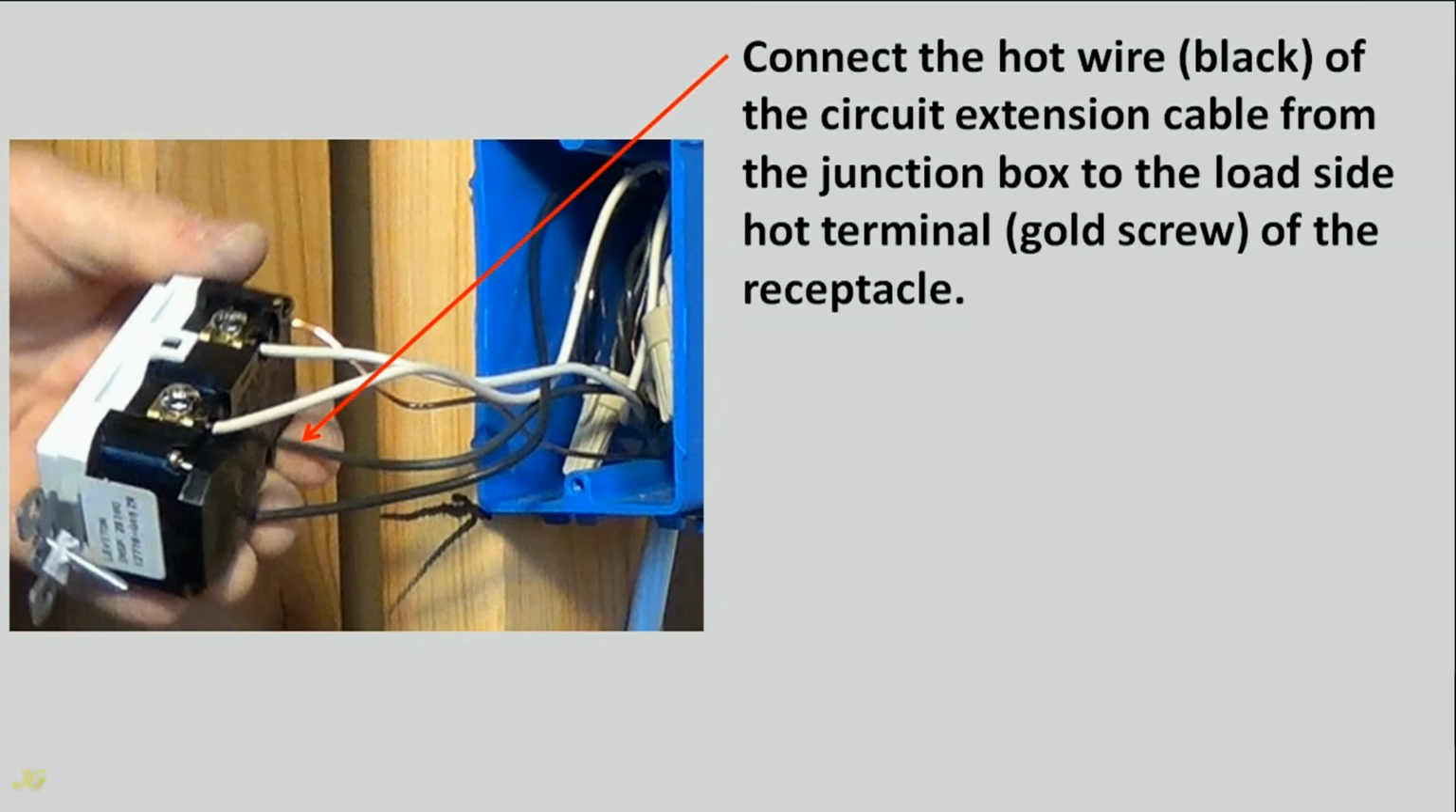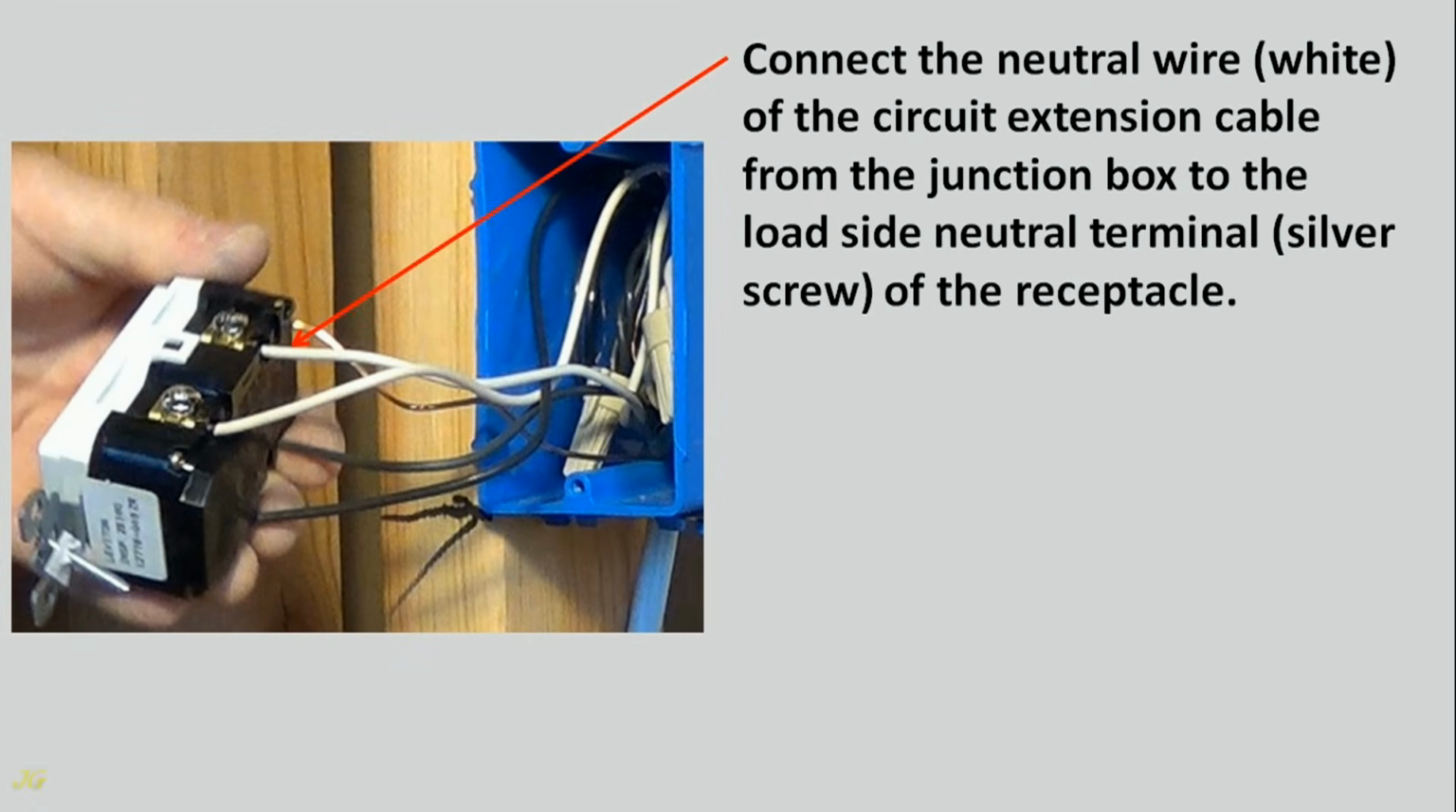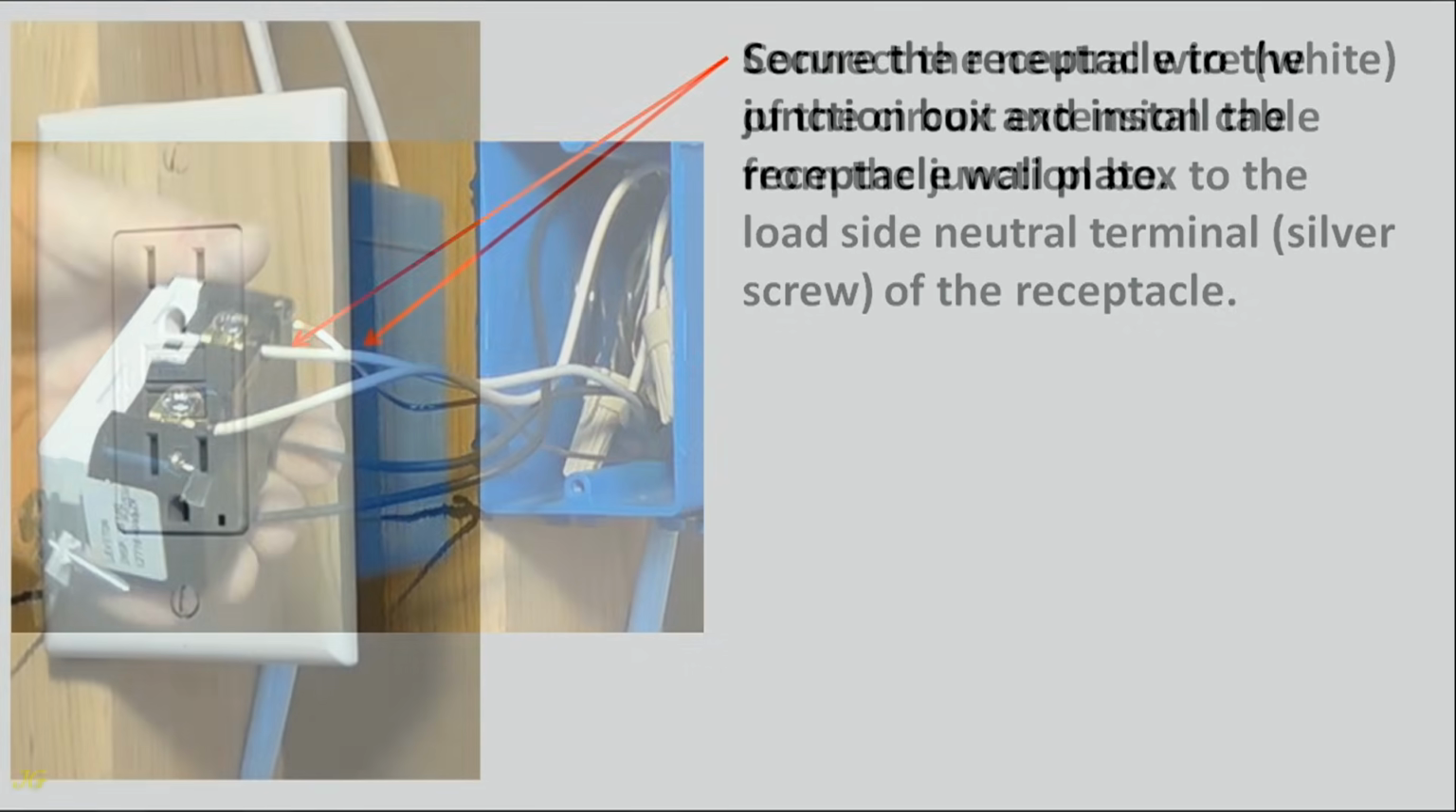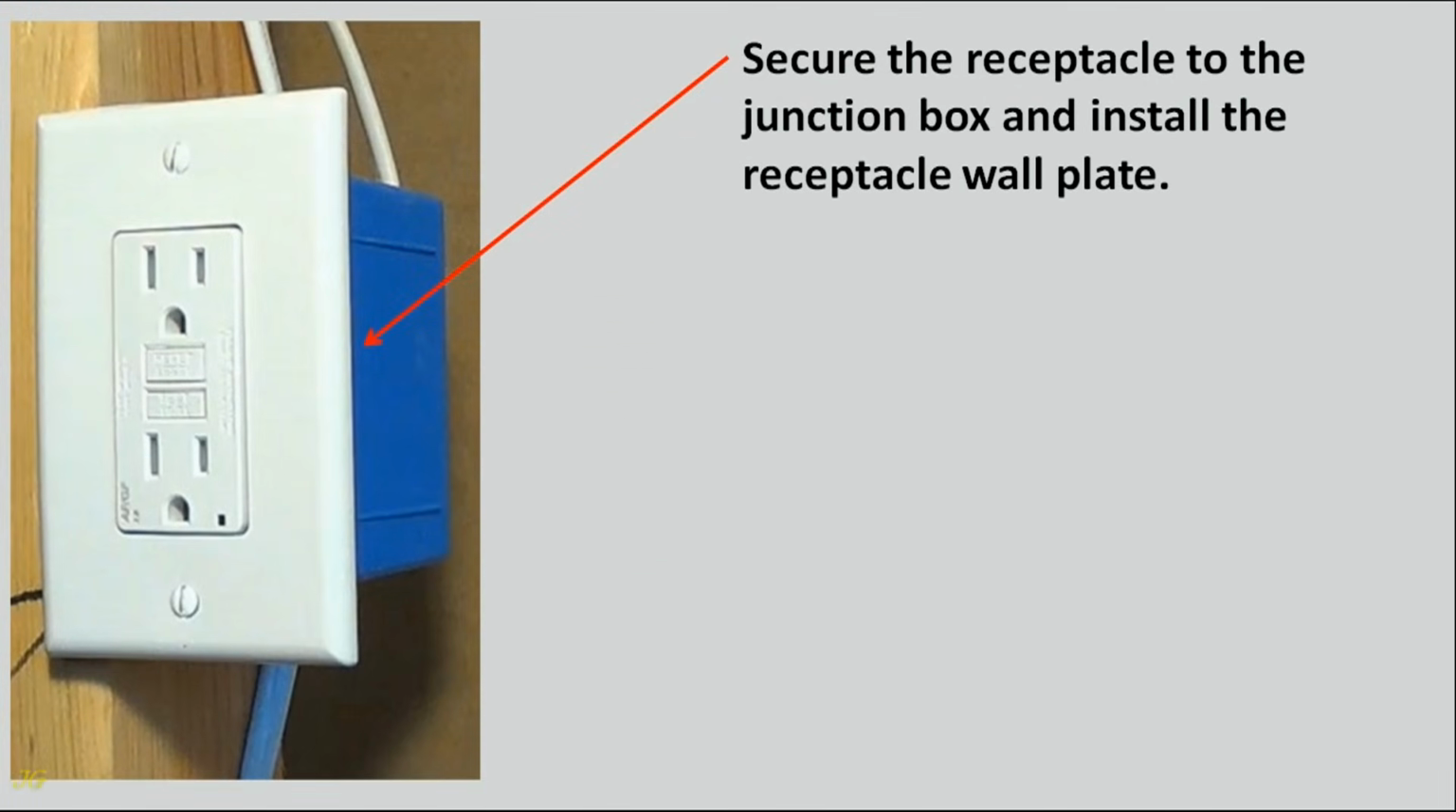Connect the hot wire, black, of the circuit extension cable from the junction box to the load side hot terminal, gold screw, of the receptacle. Connect the neutral wire, white, of the circuit extension cable from the junction box to the load side neutral terminal, silver screw, of the receptacle. Secure the receptacle to the junction box and install the receptacle wall plate.